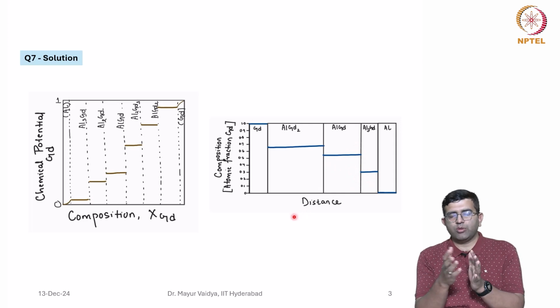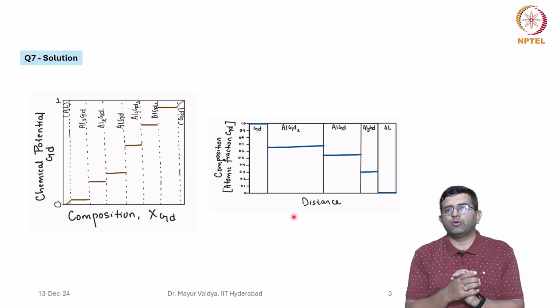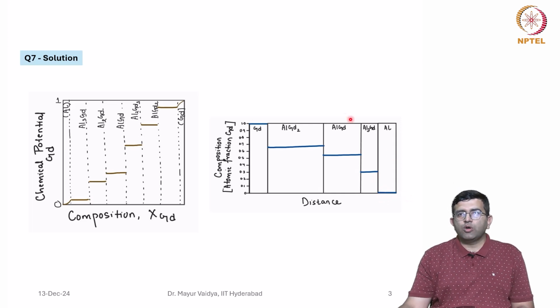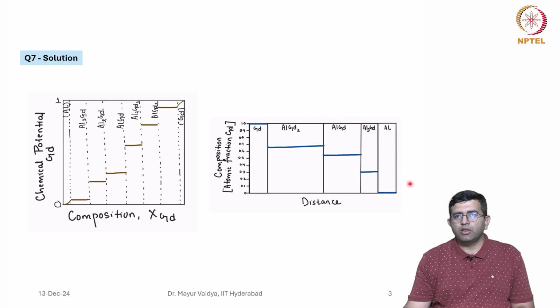Another thing to remember from an assignment or exam point of view: you see the composition of the intermetallics. Gd2 has the maximum gadolinium content, so this has to be near to the Gd, followed by AlGd, followed by Al3Gd, and then finally the gadolinium composition in pure aluminum has to be indicated as 0. So, this is how you can draw the composition profile. These are the correct answers for the first and the second part of the question.